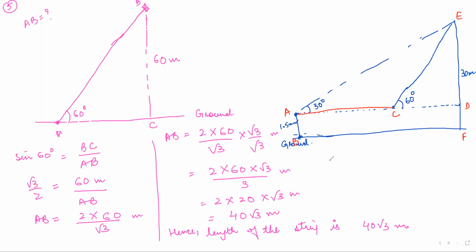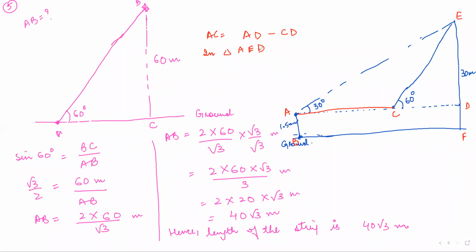Now I want to find AC. How can I find AC? If I find the complete length AD and then I subtract this length CD, so I get AC, clear? So first of all, I'll take this triangle AED. In triangle AED, I'll use this 30 degree angle and I'll find AD. That means the base I'll find. So I want to find base and I know the value of perpendicular.